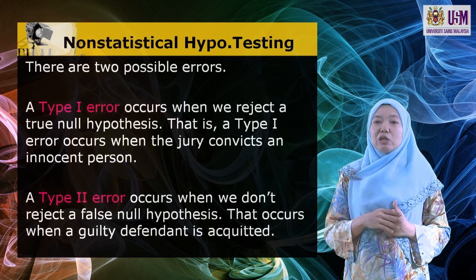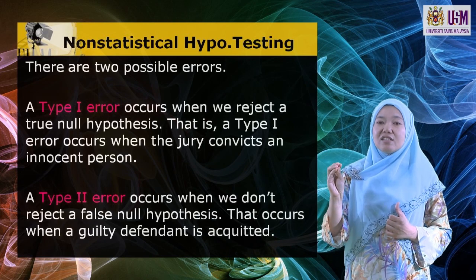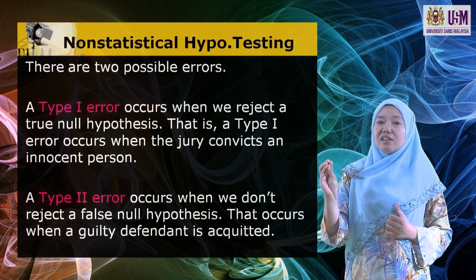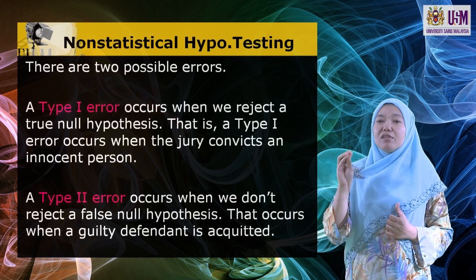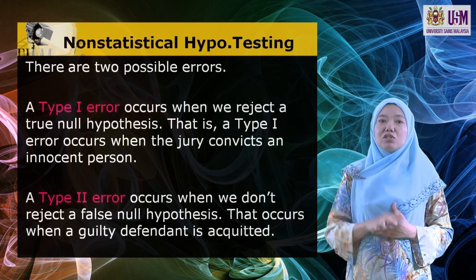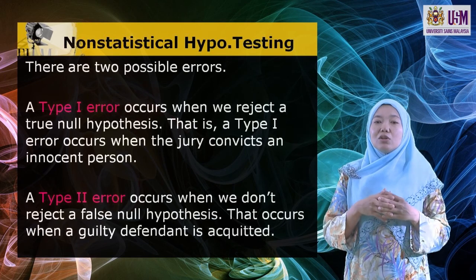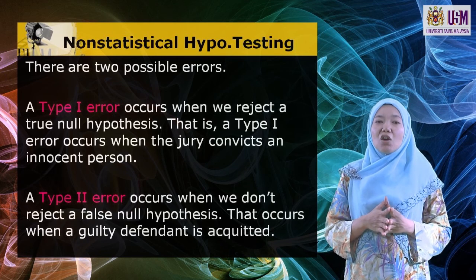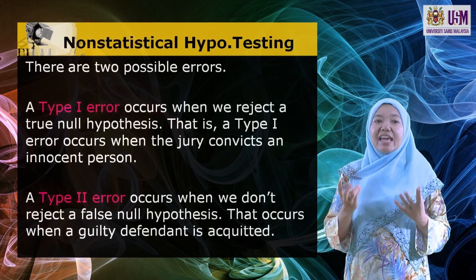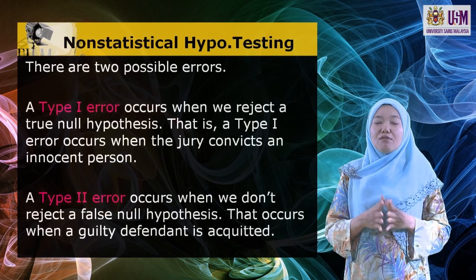So type 1 error, when you reject that statement that the defendant is innocent, what you are saying is that the defendant is guilty. What if the defendant is actually innocent? In that case, you are making a big mistake. So we call that a type 1 error. In other words, type 1 error occurs when the jury convicts an innocent person. The person is innocent, but somehow the court finds the person to be guilty of the crime.